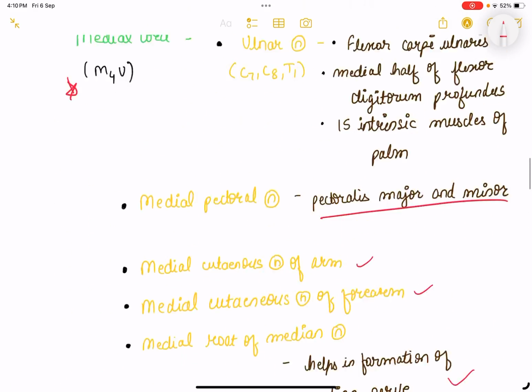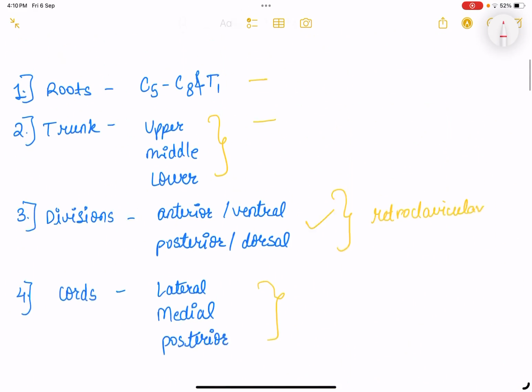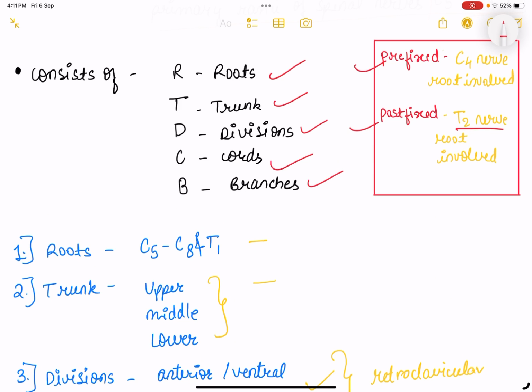Okay, so this was all about the brachial plexus. We have discussed the roots, trunks, divisions, cords and branches.